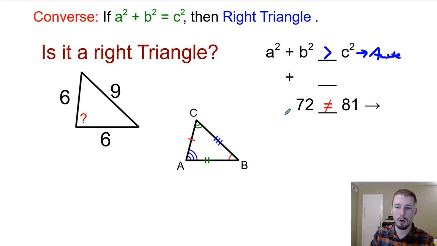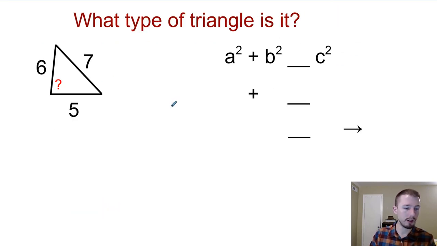Okay, so if it's actually truly less than c squared, then the only other thing it could be would be obtuse, right? And sure enough, this would be an obtuse triangle if we graphed it out. All right, so what kind of a triangle is this one?